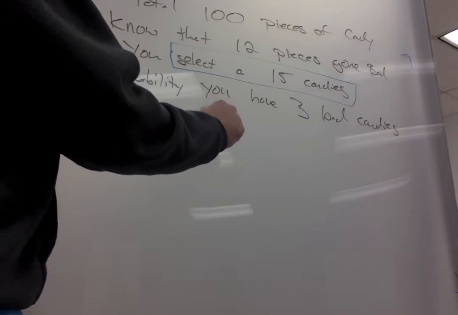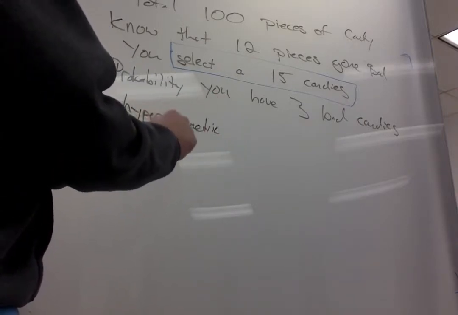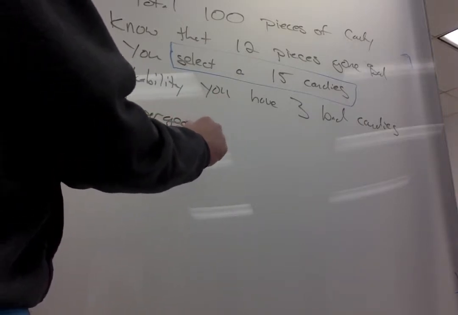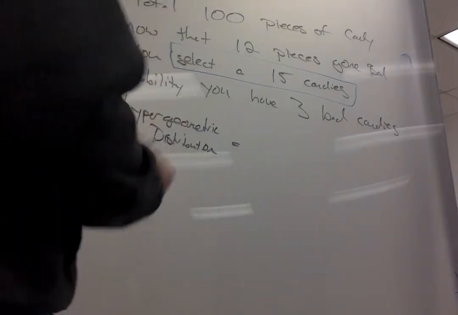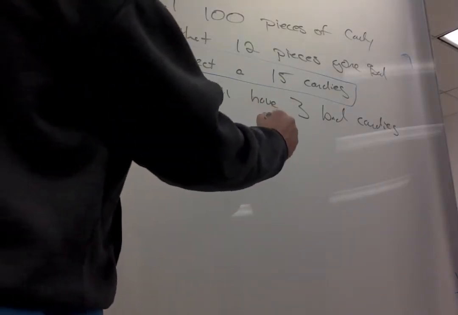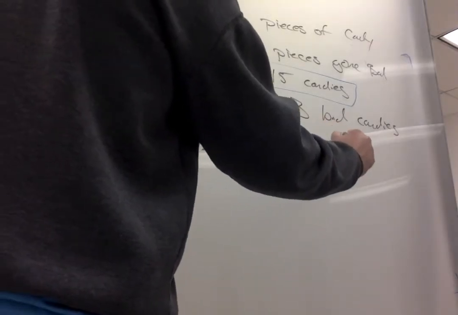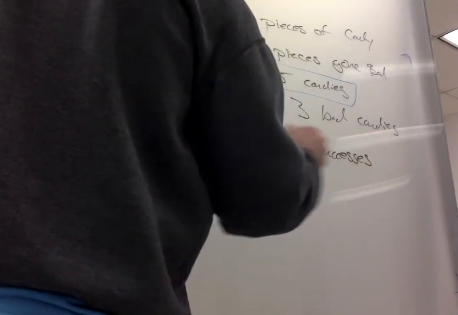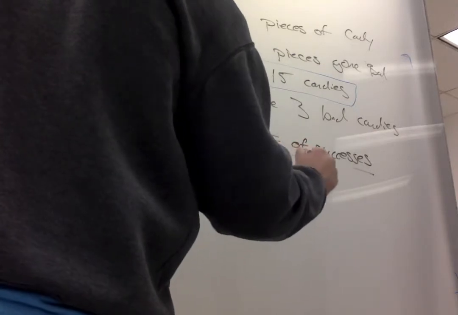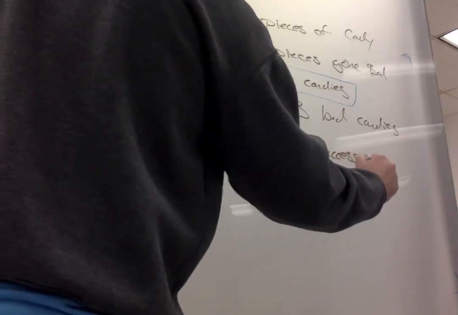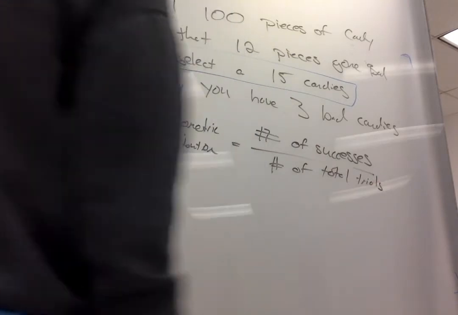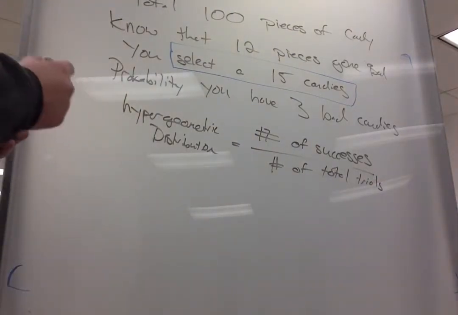the hypergeometric distribution is just a manipulation of our standard probability function. You can always find probability by taking the number of successful events, or the number of successes, divided by the number of total tries. You can always find probability like that.